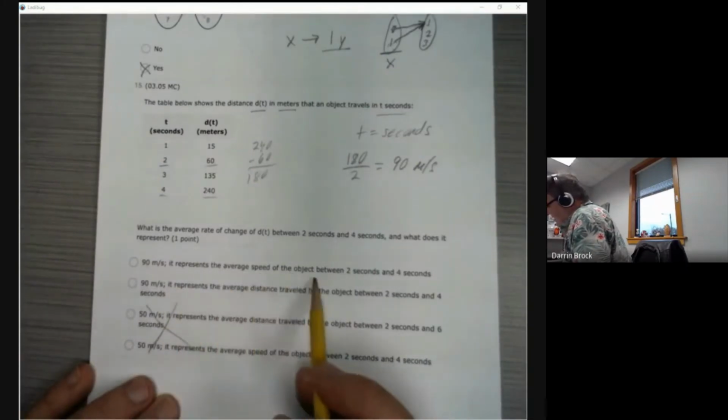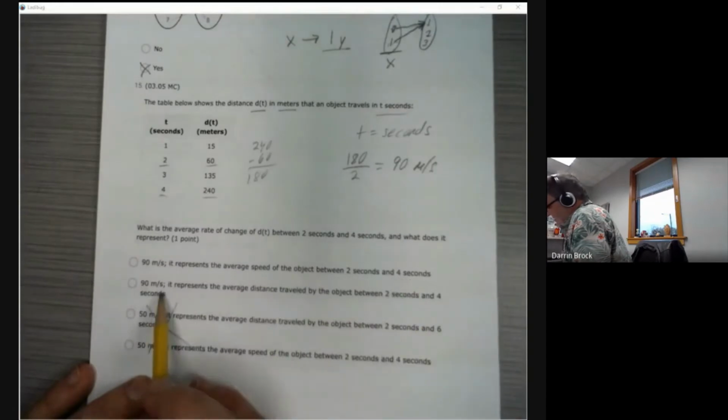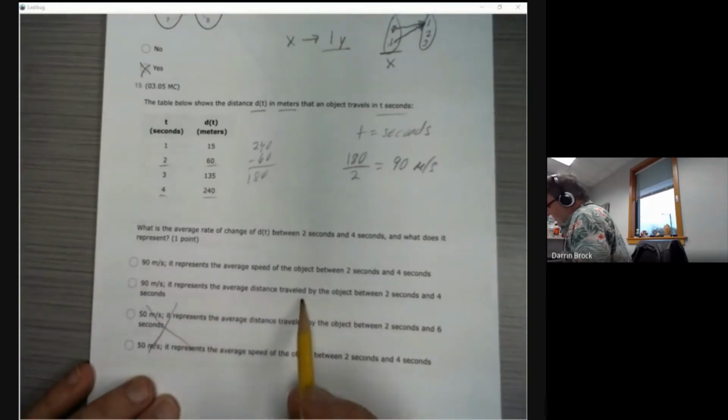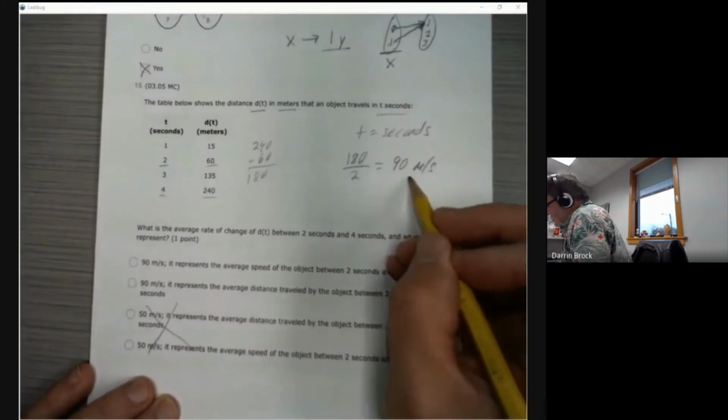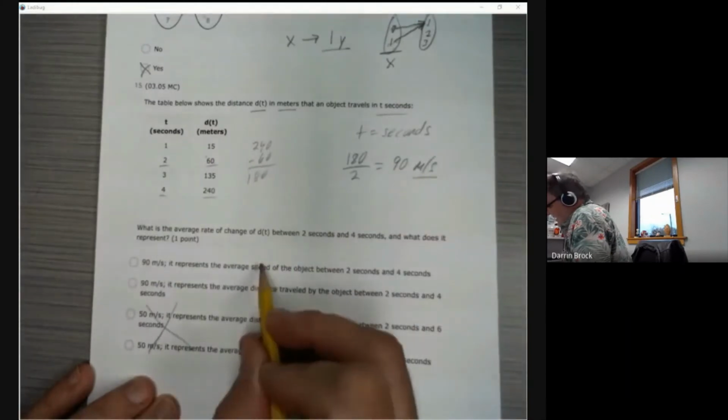This says it represents the average speed of the object between 2 and 4 seconds. And this says it represents the average distance traveled. Meters per second is a speed. So it's averaging 90 meters per second. If this just had answers of 90 meters, well, that would be a distance. But that's not the average. It says 90 meters per second. So since it says meters per second, that's speed.